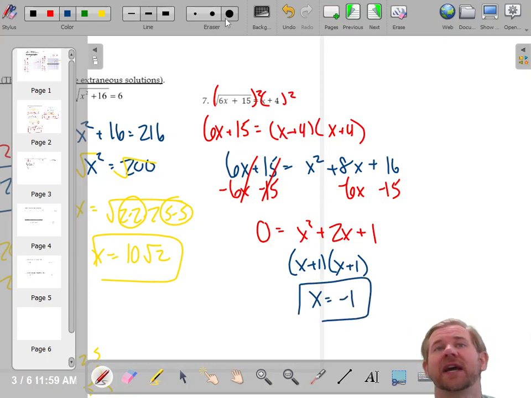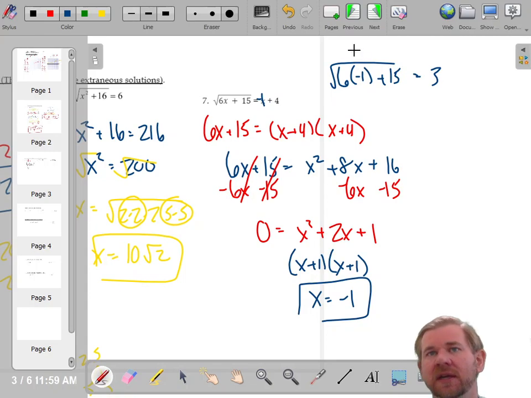Now, you got to check these because sometimes you have extraneous solutions. If you plug in negative 1, let's do it on both sides. You have to make sure that you get a positive number, and that is a positive number, so I think we're good. Negative 6 plus 15, the square root of 9 is 3. So, yep, that one works.